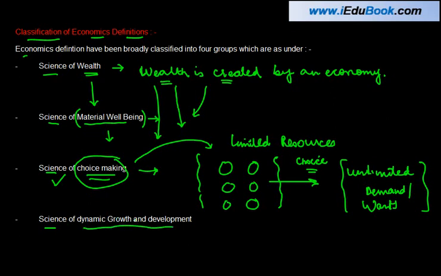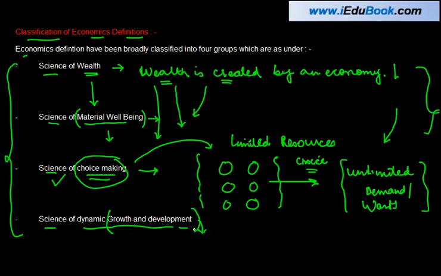And the last one is science of dynamic growth and development. Now this definition, and again we are going to study each one of them in detail in the subsequent videos. This definition, the thrust was on the fact that in addition to everything that we do, how we create wealth, how we make a choice, ultimately we also need to see how we can grow and develop. In other words, what this also considers is, an economist also studies how economic growth can be achieved and increased in the future. Okay? And therefore this was considered as a science of dynamic growth and development.